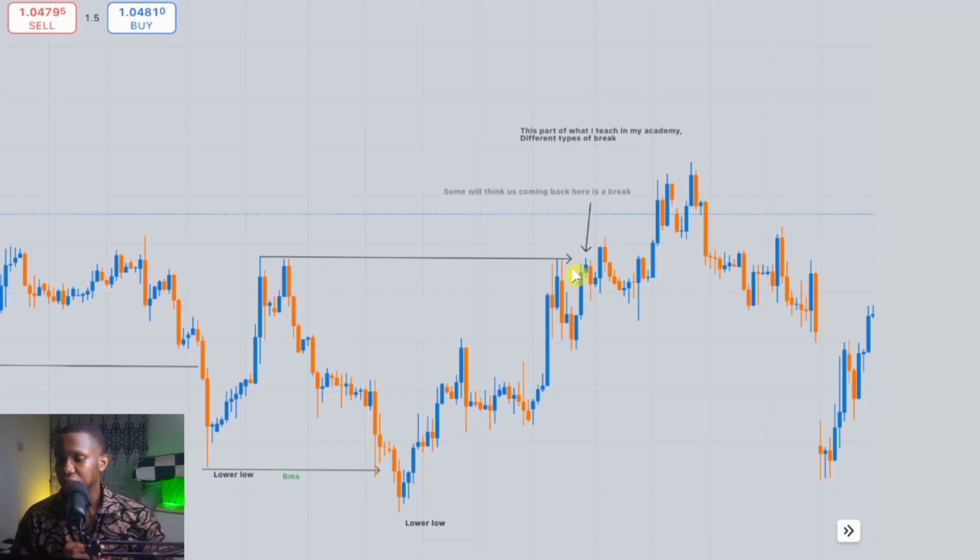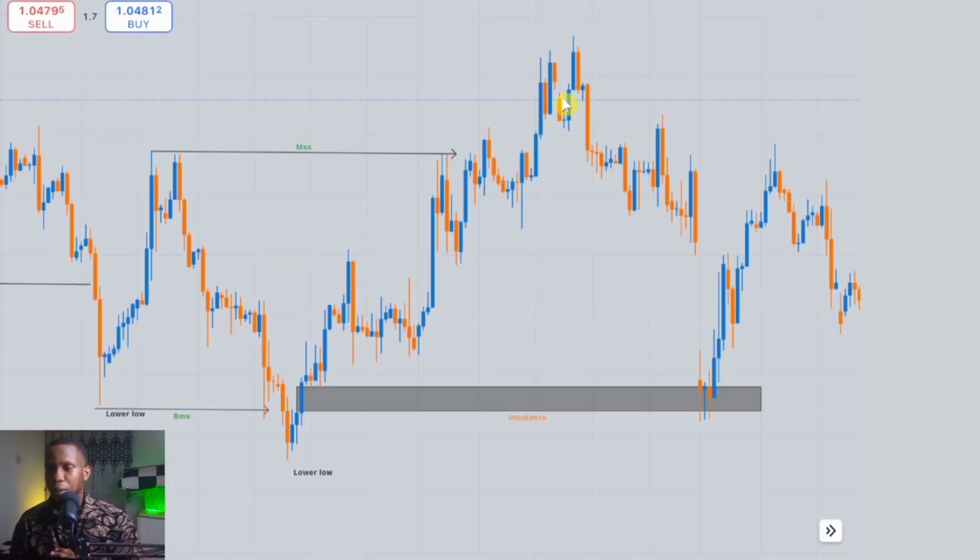It's part of what I teach in my mentorship. After this, I knew that markets would drop back to the downside. What I did is I marked out my imbalance as my area of interest, and I simply sat waiting for this level to be retested.